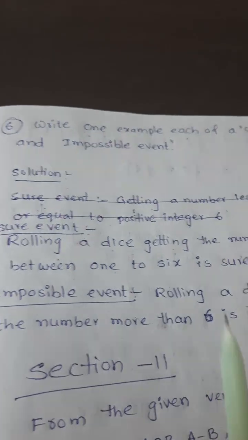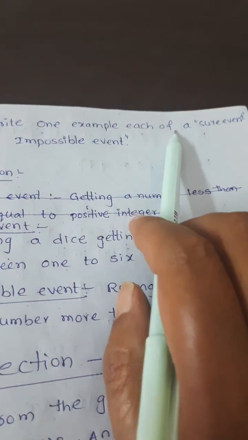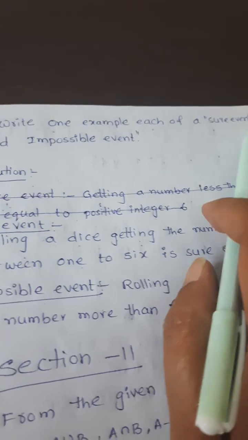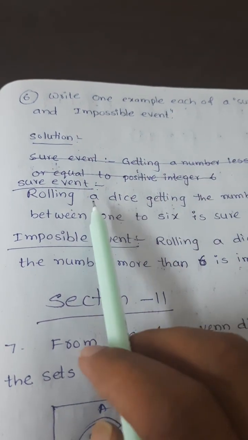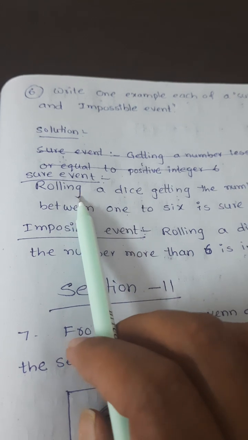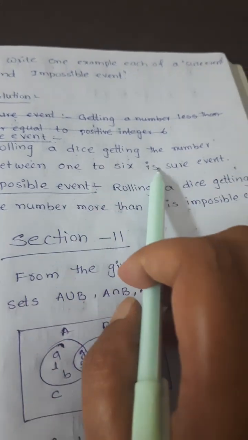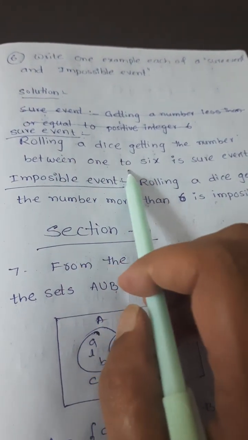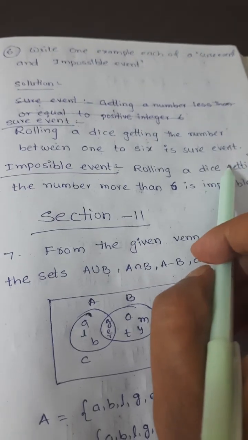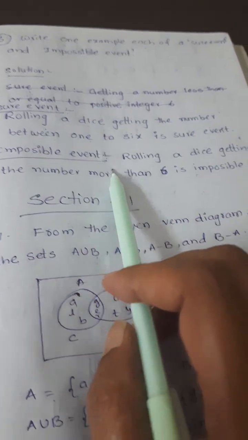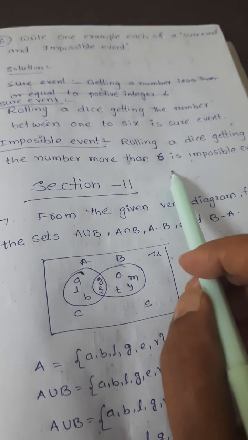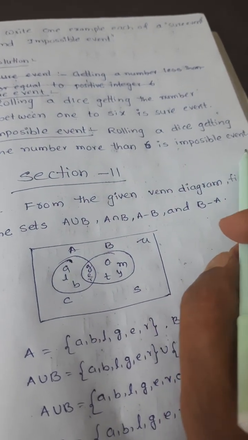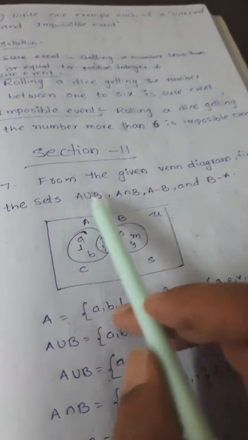The next question, 6. Write one example each of a sure event and an impossible event. So sure event: rolling a dice and getting a number between 1 to 6 is a sure event. And impossible event: rolling a dice and getting a number more than 6 is an impossible event. Section 2.